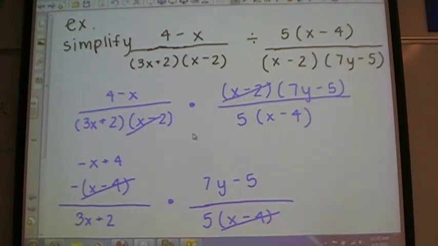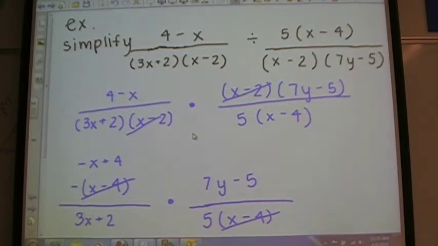And next, simplify 4 minus x over 3x plus 2, x minus 2, divided by 5, x minus 4 over x minus 2, 7y minus 5. In order to divide fractions, you have to change it to a multiplication problem. How do you change it to a multiplication problem? Multiply by the reciprocal. Take the reciprocal of the second one, which I did in the first step. And then all I did was divide out the common factors like we did in the previous example. And there was only one common factor, x minus 2, in this problem.